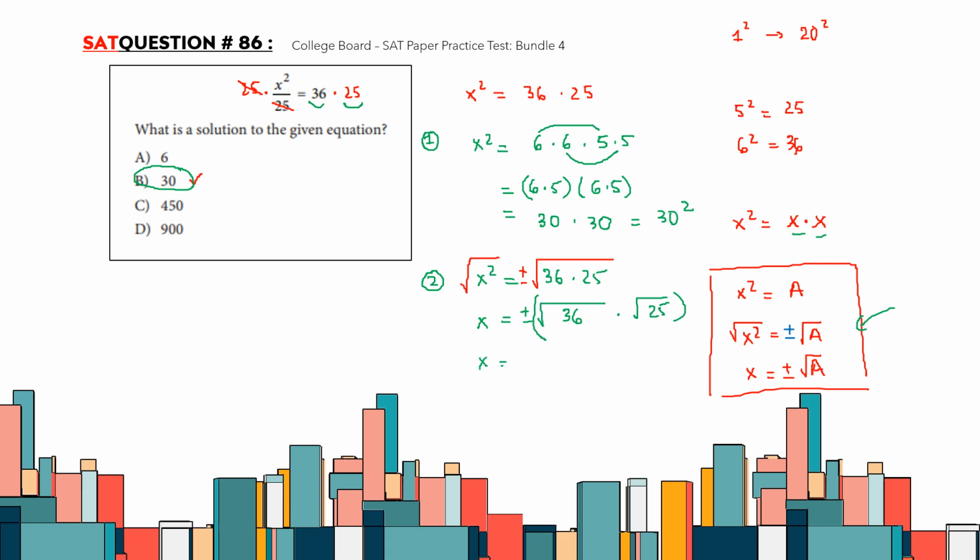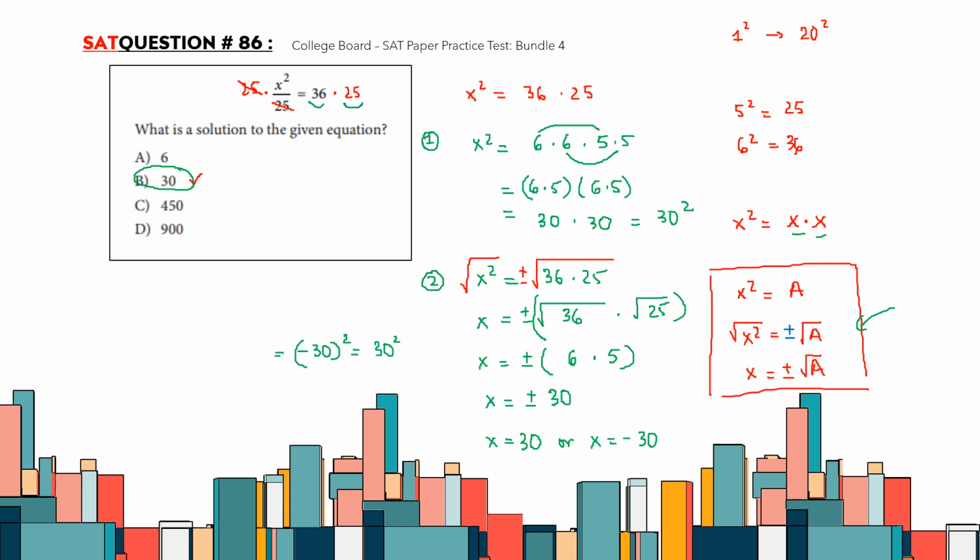This is x equals plus or minus, square root of 36 is 6, multiplied by square root of 25 is 5. X will be equal to plus or minus 30. It means x equals 30, or x equals negative 30. Because if you have negative 30 squared, that's still equal to 30 squared.